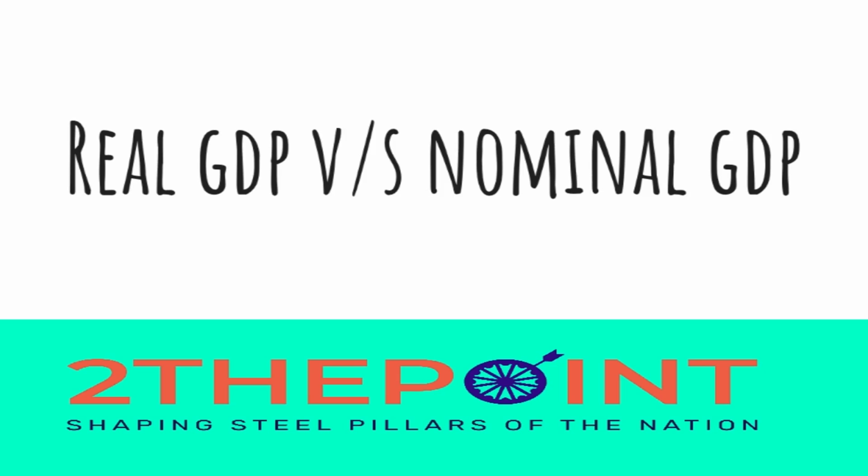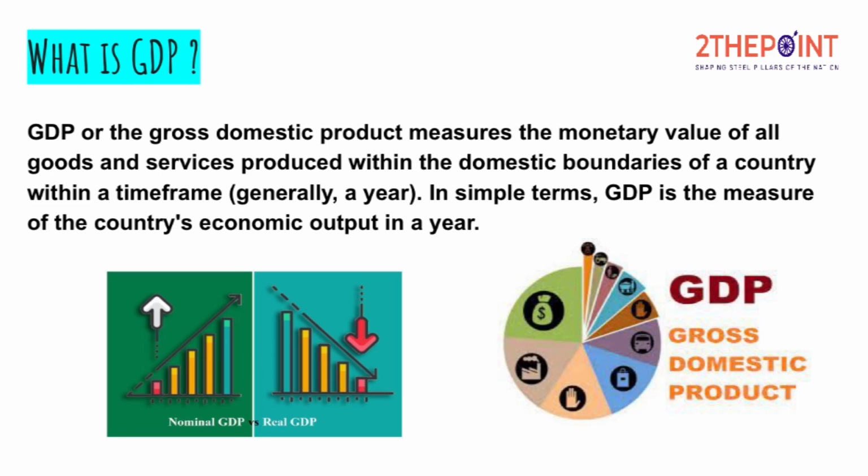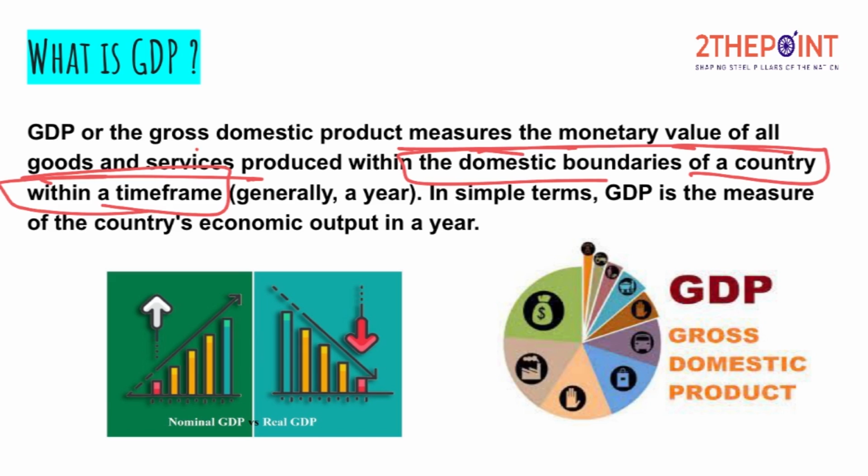Welcome to the video. In this video, we'll be going through a small topic related to the two kinds of GDPs and what is the difference between the two. So let us start with the definition of what GDP is. GDP is gross domestic product, and it measures the monetary value of all the goods and services produced within the domestic boundaries of a country within a time frame, and that time frame is usually a year.